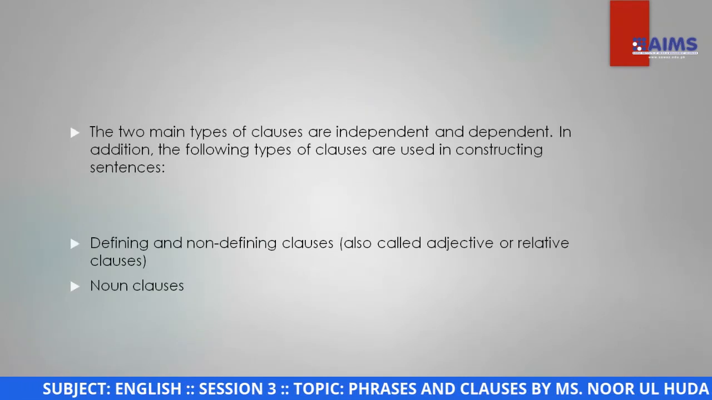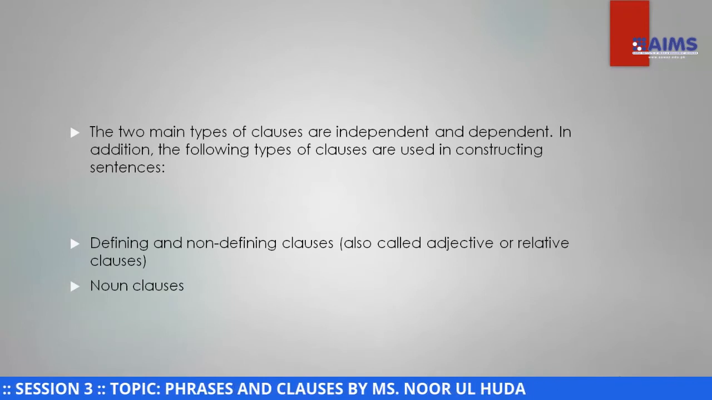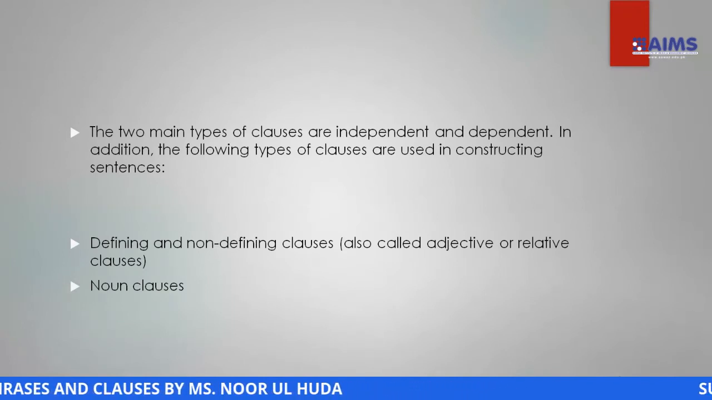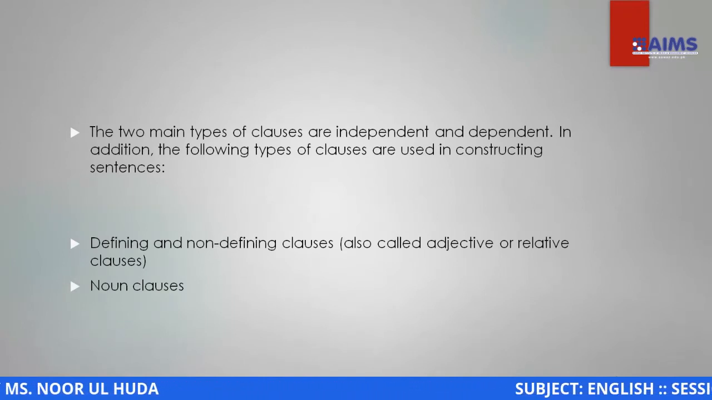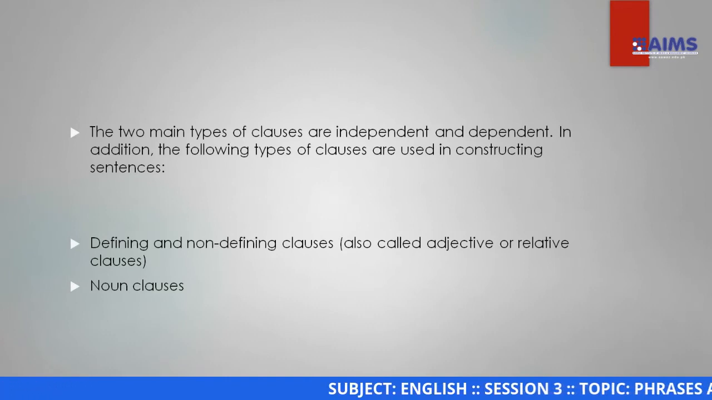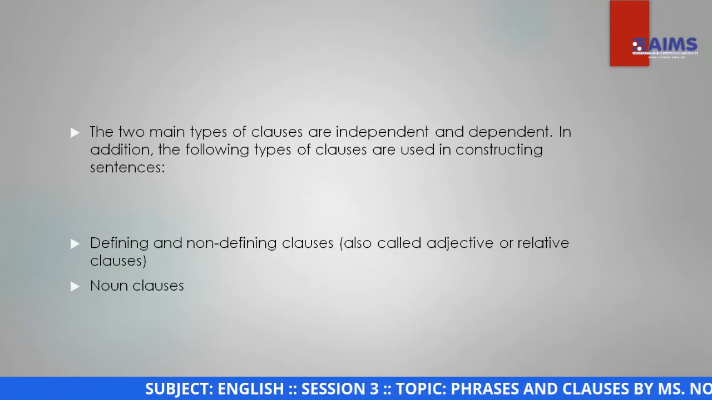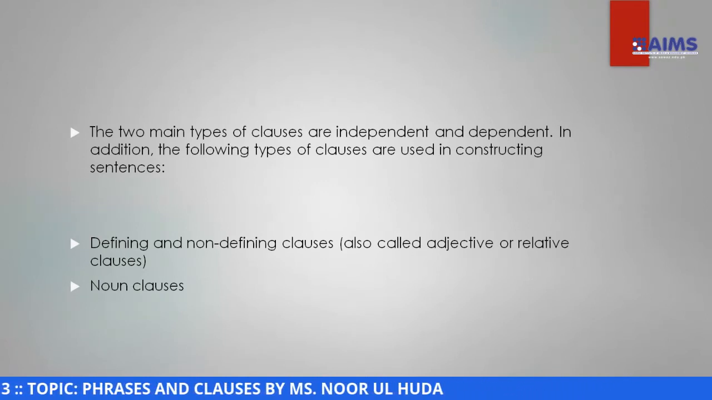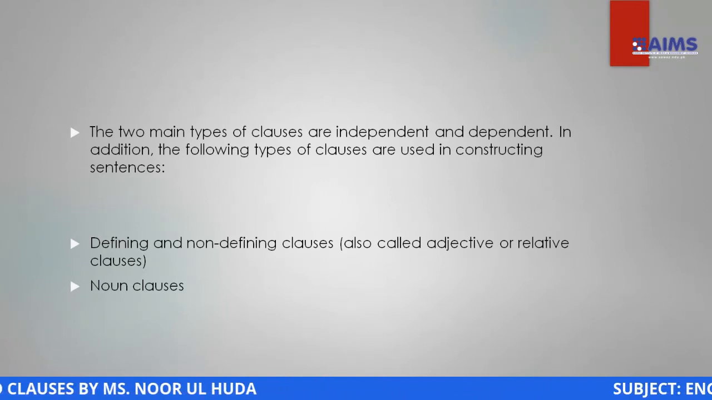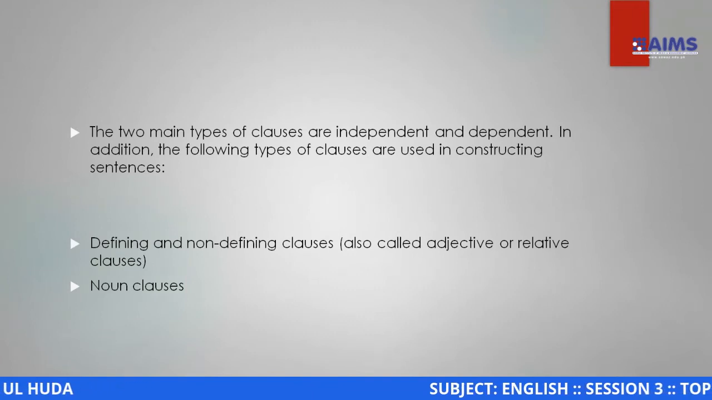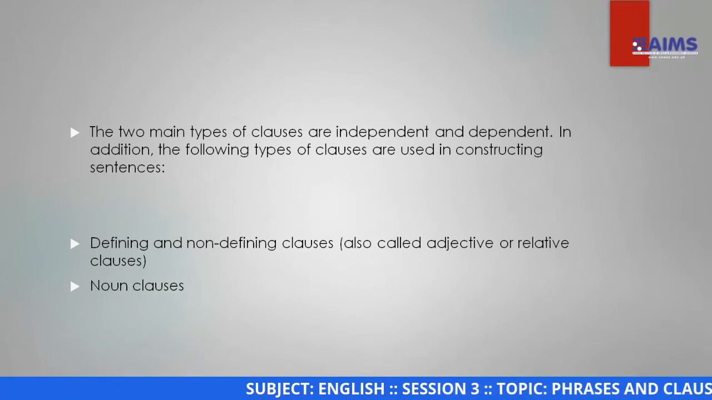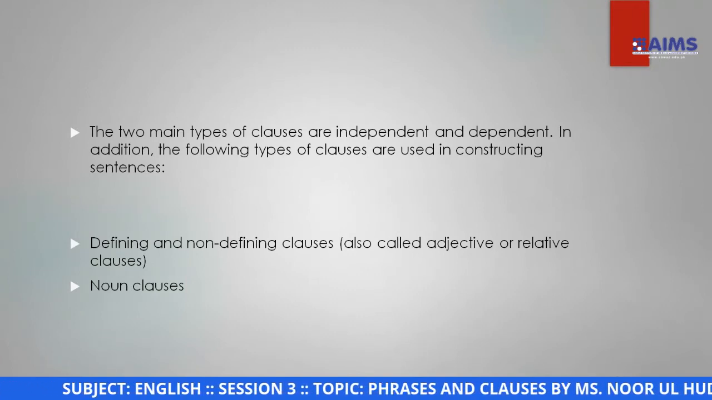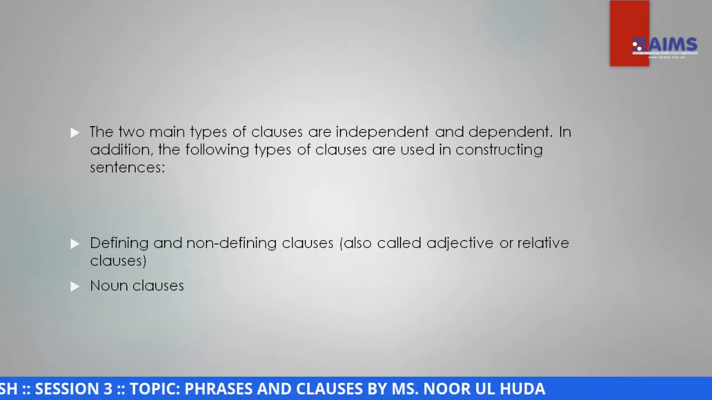The two main types of clauses are independent and dependent, right? These are the basic types of clauses. In addition, the following types of clauses are also used in constructing sentences, and they are a bit difficult. Dependent and independent are very easy. I'm just giving you some other information to clarify what makes an independent clause a dependent one.